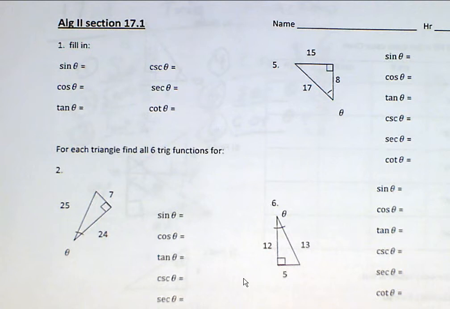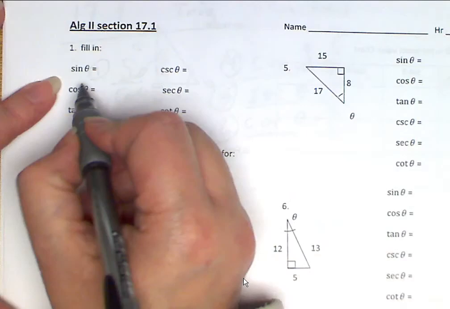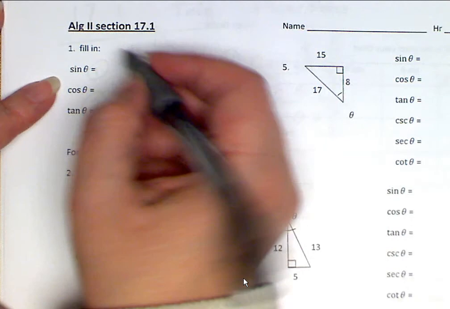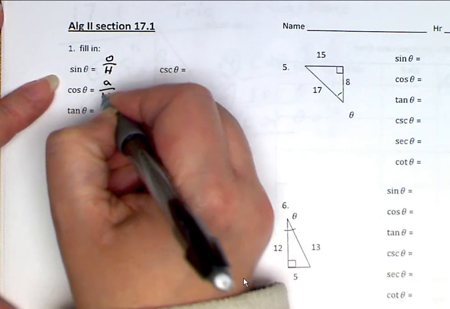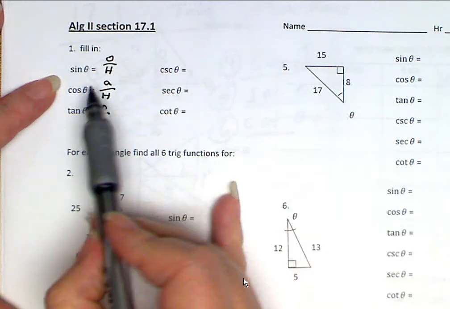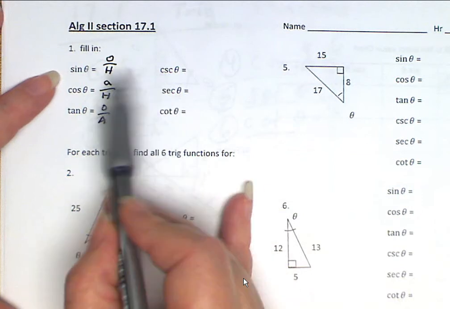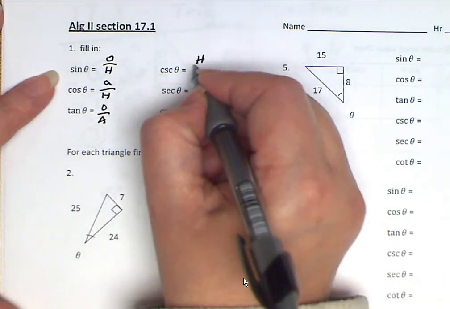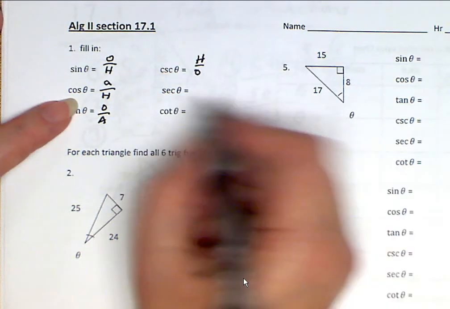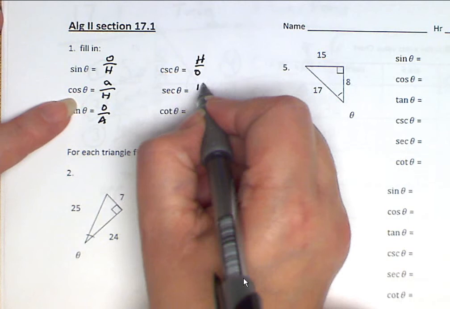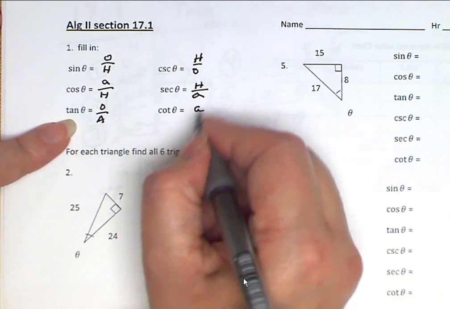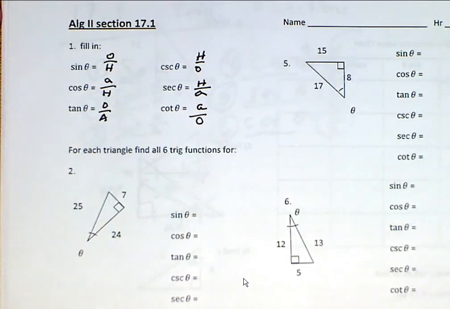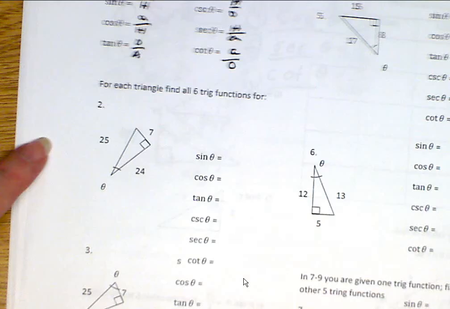All right. So, ladies and gentlemen, hopefully you went through and said, Sally could tell, Oscar had a hat on always. Then remember that the opposite, so this one is H over O. Your secant is H over A. And your cotangent is A over O.